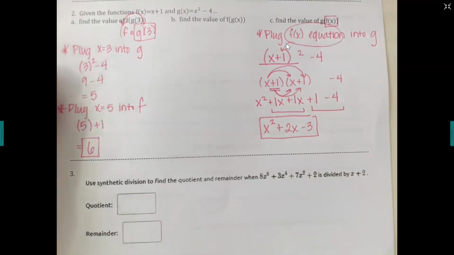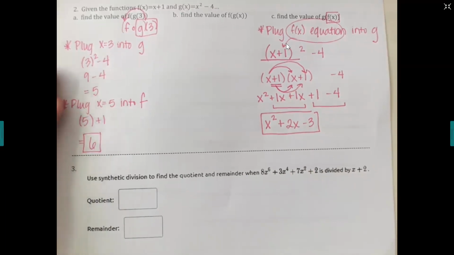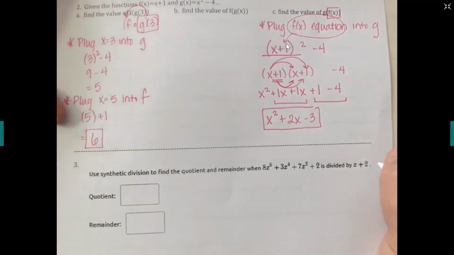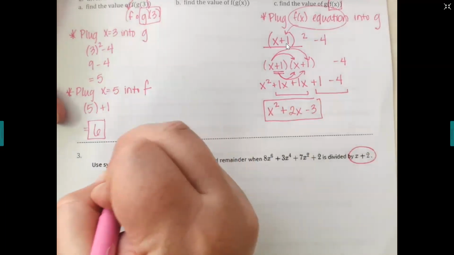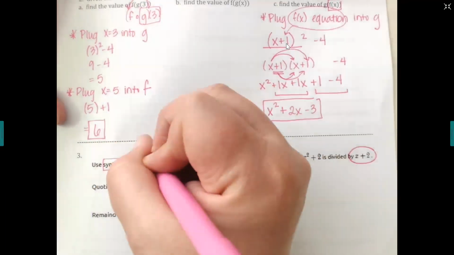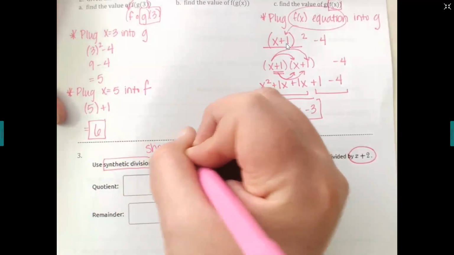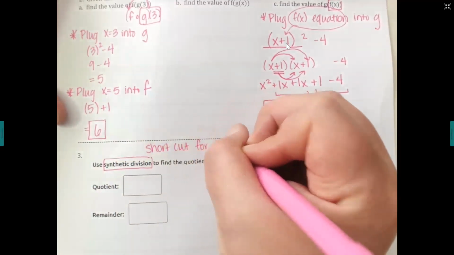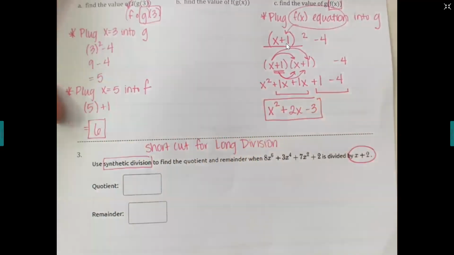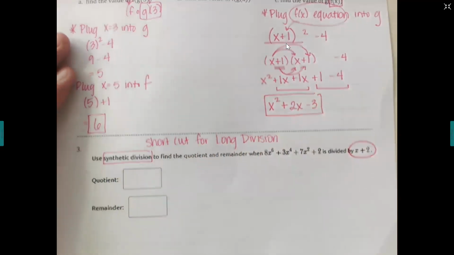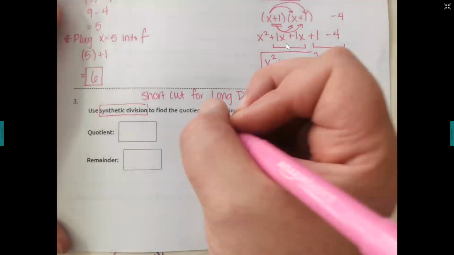All right, for number 3, I don't really want to do this one all the way, but I do want to have you set it up. So if you're dividing by x plus 2, what would you put in the box? Minus 2. And remember, synthetic division is a shortcut for long division. If you're good at long division, it would take you like a whole page, but you could do that. So we're putting a -2 in the box.